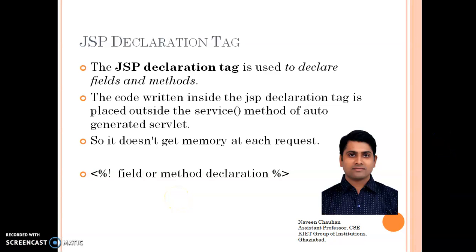Okay, so now the third JSP tag is the declaration tag, and the declaration tag is used to declare any variable, any object, to import any library or the packages also. But it is different from the scriptlet tags. The reason is the particular code which is written inside the declaration tag is executed only once. So the reason is the JSP declaration tag is placed outside the service method in the auto-generated servlet.